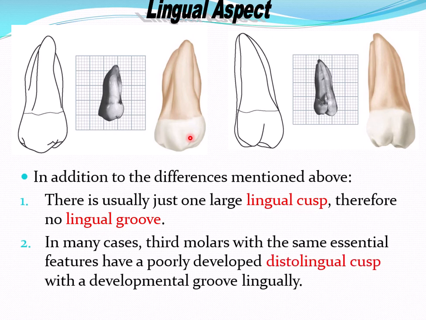In some cases, as I said, why does the third molar have a heart shape? Because the distolingual cusp is poorly developed or completely absent, so we see one lingual cusp and there is no lingual groove. But if there is a poorly developed distolingual cusp, we have two cusps: a well developed lingual cusp and a poorly developed distolingual cusp, and a small lingual groove here.